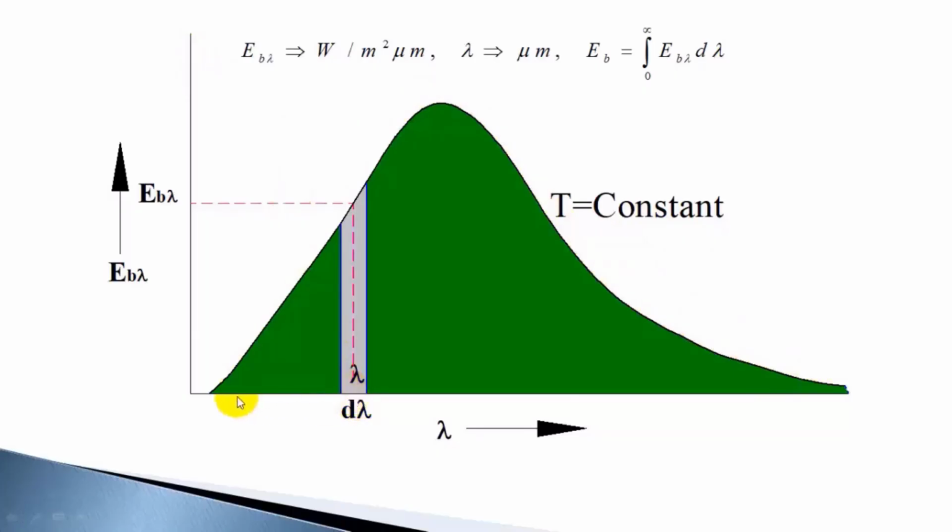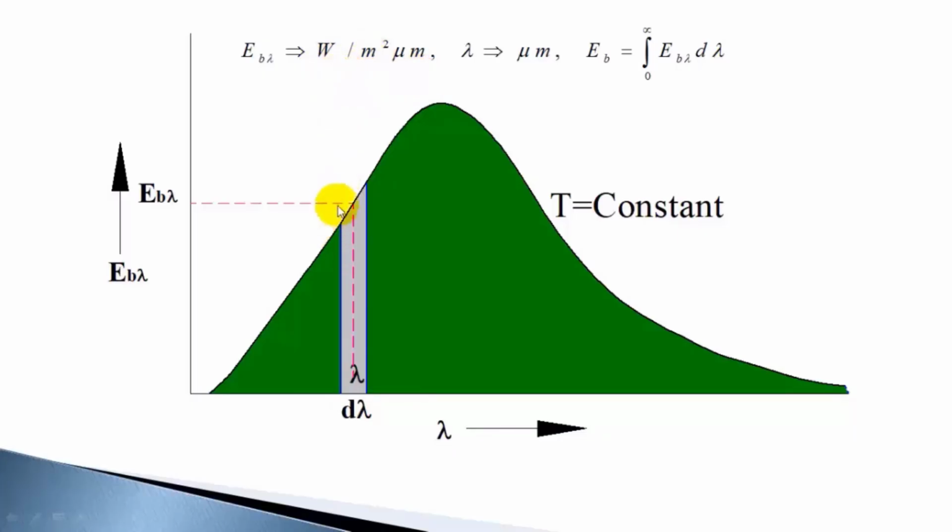Let us consider one particular wavelength lambda, and the corresponding value of monochromatic emissive power. Let us take it as E_bλ. What is the unit of monochromatic emissive power? Watts per meter square micrometer. From the definition itself, it's clear. Watts means joules per second. So that is energy emitted per unit time, per meter square area, per unit wavelength. Around whichever wavelength you are taking, for unit wavelength, how much energy is emitted from that surface per unit time, per unit area. That will give the monochromatic emissive power.